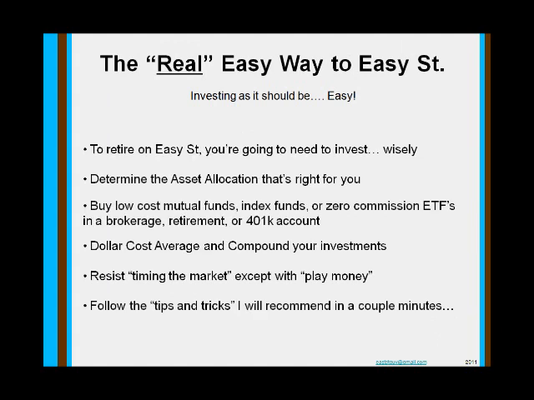So let's summarize. To retire on Easy Street, you're going to need to invest wisely. Determine the asset allocation that's right for you. Buy low-cost mutual funds, index funds, or zero commission ETFs in a brokerage, retirement, or 401k account. Dollar cost average and compound your investments. Resist trying to time the market, except with your play money. Follow the tips and tricks that I'll recommend in a couple of minutes. And that's it. The easy way to Easy Street. Follow these steps, keep some cash on hand for emergencies and expenses, and you'll be doing just fine.